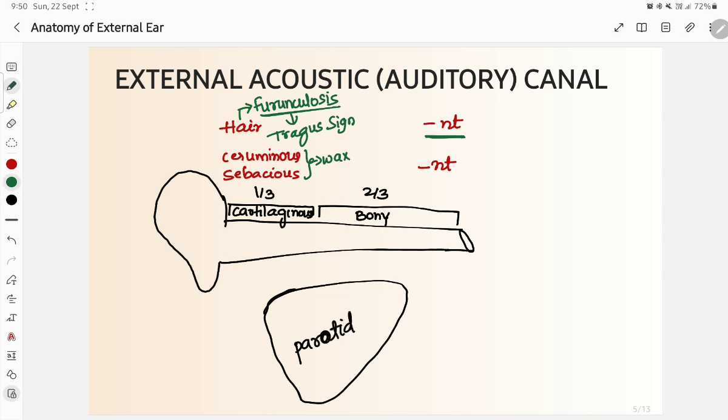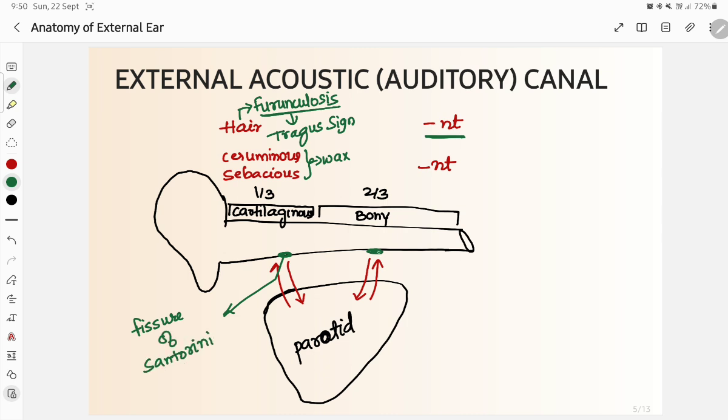Our EAC has two communications with the parotid gland. This allows infections to travel from the parotid gland to the EAC and from the EAC to the parotid gland. So, one communication is located in the cartilaginous part, which is known as the fissure of Santorini.